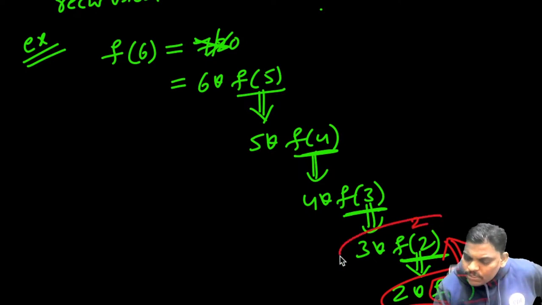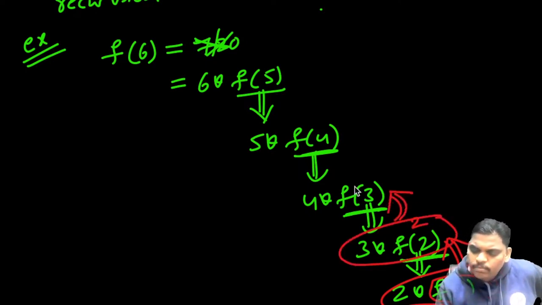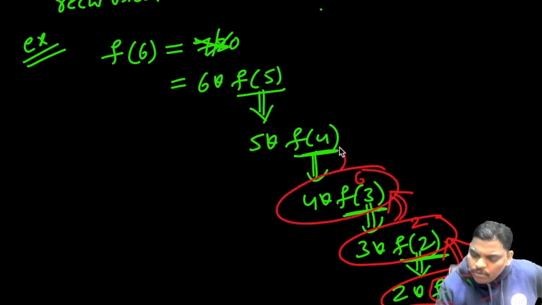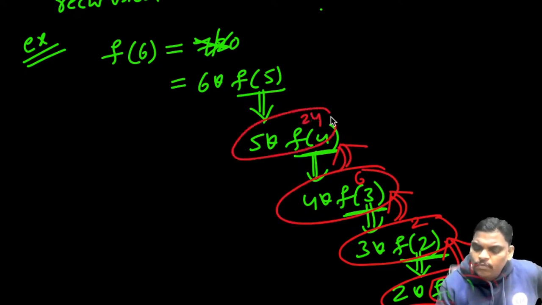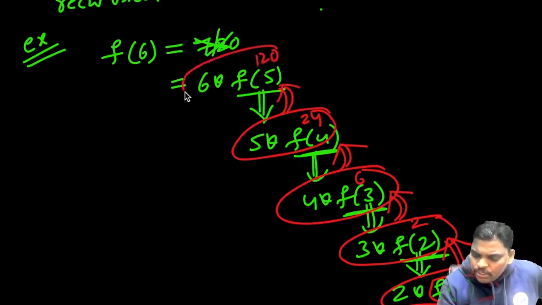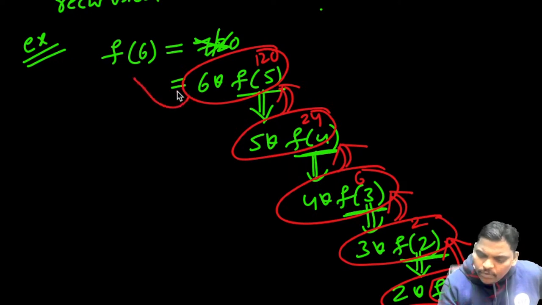3 into 2 is 6. From which place you came, that place result will go. 4 into 6, 24. From which place you came, that place result will go. 5 into 24, 120. Next one, 6 into 120, 720. From which place you came, that place result will go.